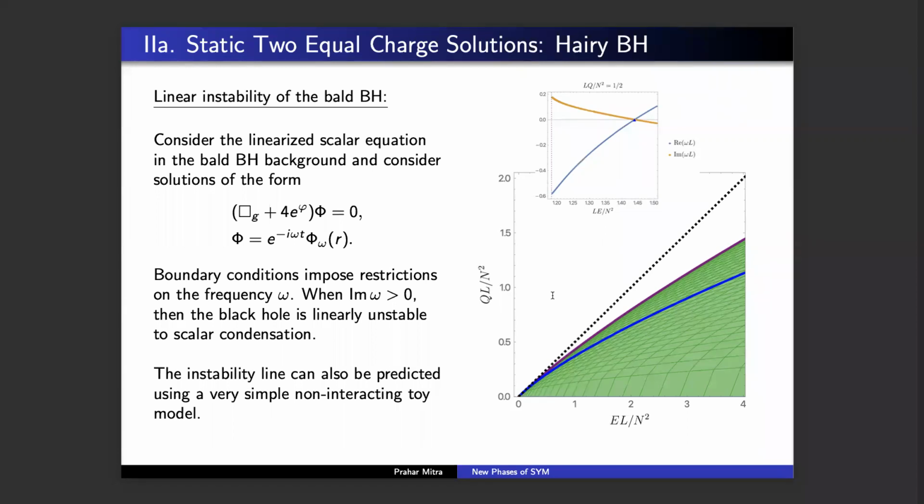Because the original black hole becomes unstable, charged scalar starts to condense, and then hopefully the endpoint of this condensation process is a new solution in which you have a black hole in equilibrium with a charged condensate.